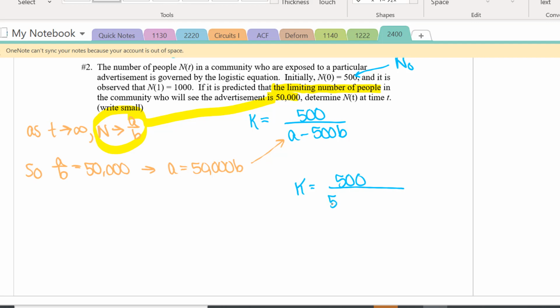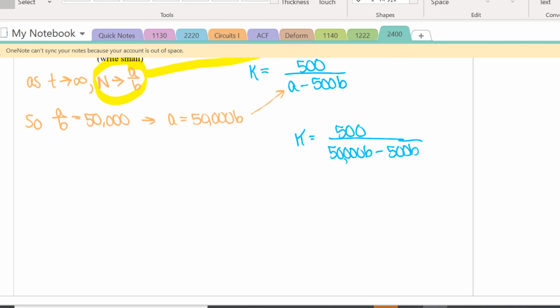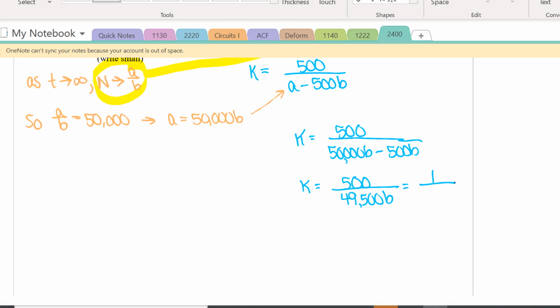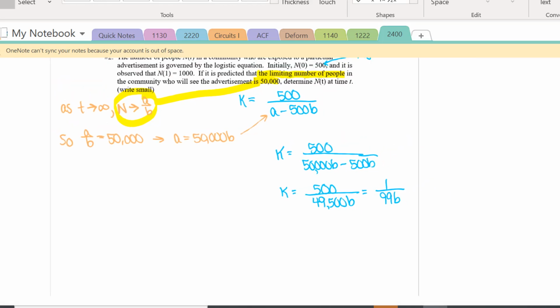It will help us a little bit. So in place of A, I'll put 50,000 B minus 500 B. Well, 50,000 minus 500 is going to be 49,500. And 500 will go into both of those. And 500 goes into 49,500 99 times. So K is 1 over 99B. We still don't know what B is yet.